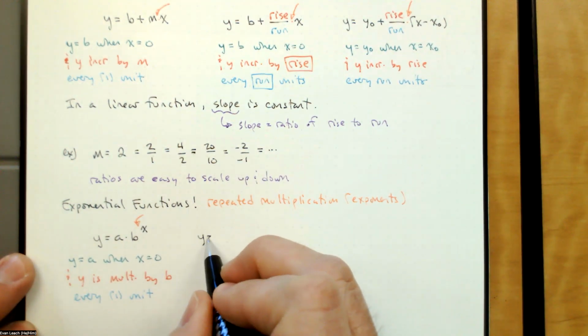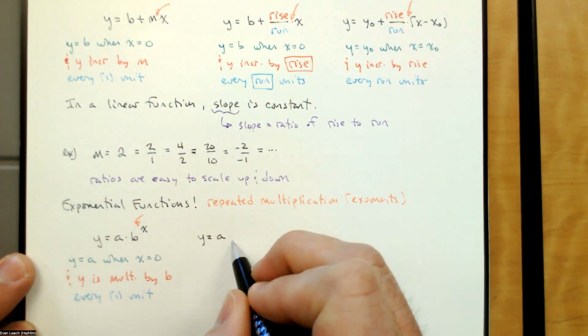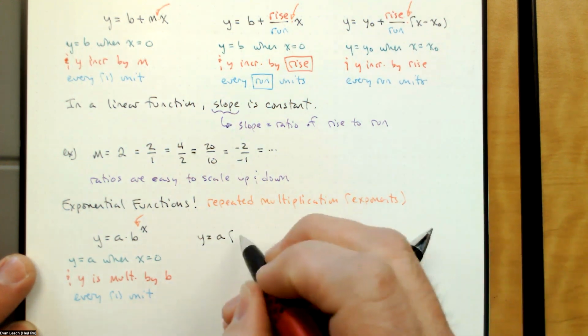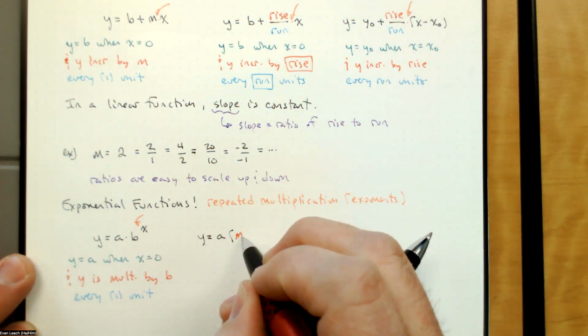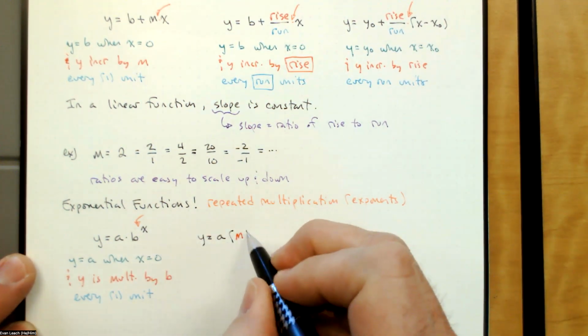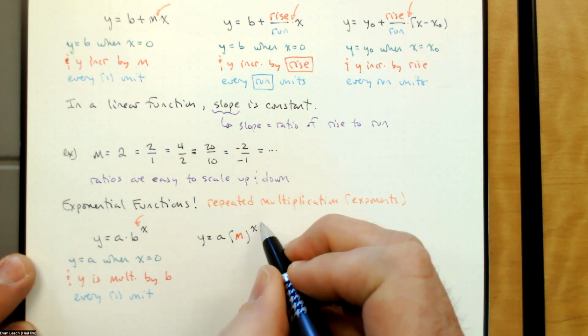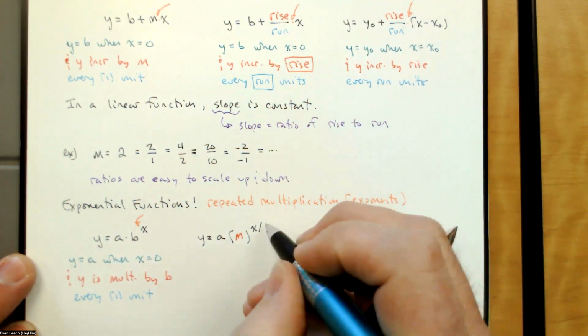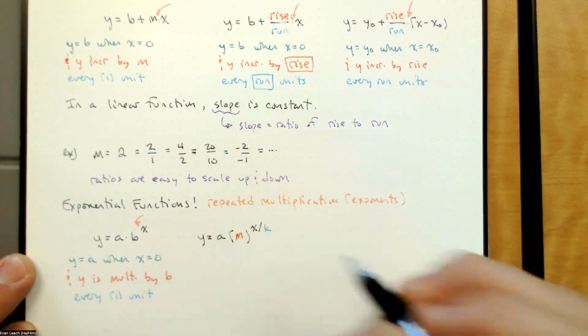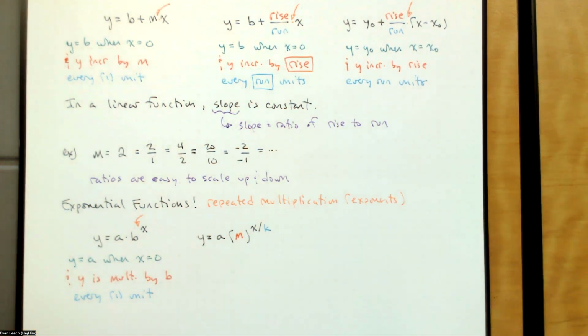So we're going to write y is equal to a. Then we're going to say, what are we doing to the a? We're multiplying it by m. I usually use m for multiplier. And we want to do this every k units. So we say x over k. I usually use k for my interval. So m is like the rise. That's what we're doing. K is how often we're doing that thing.